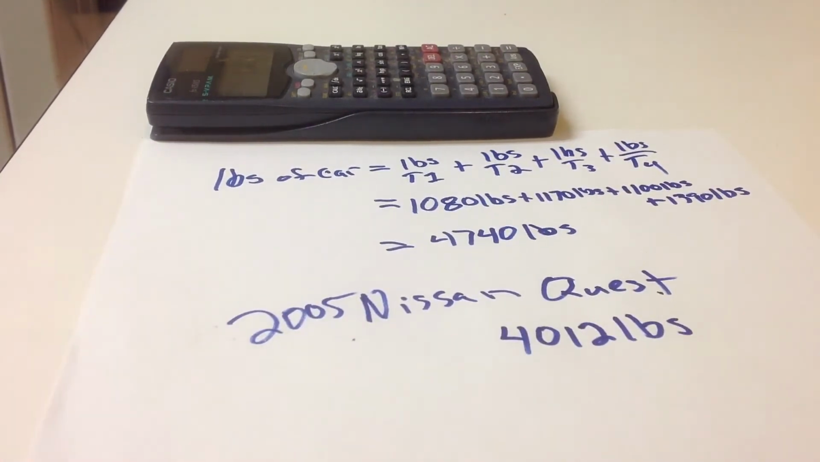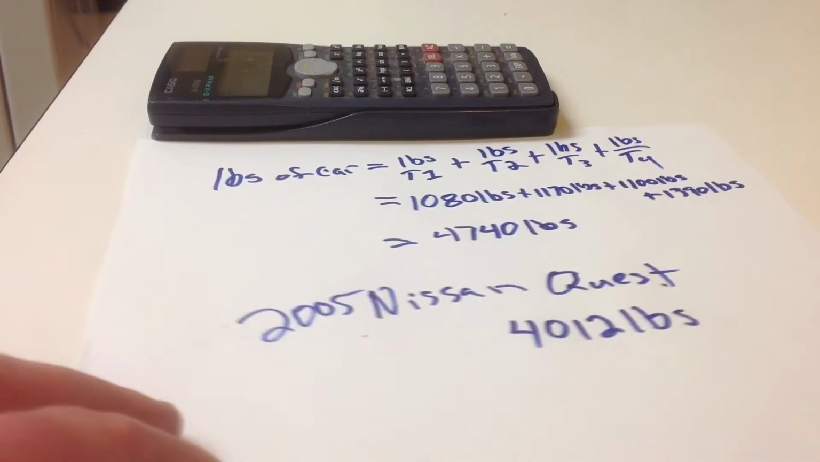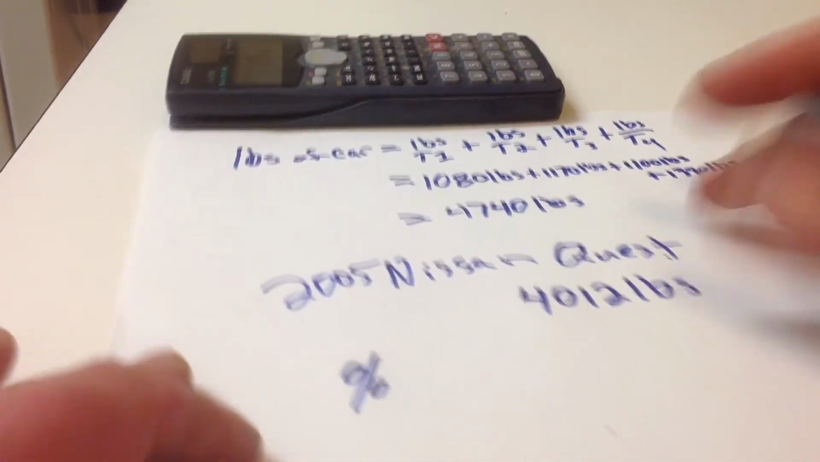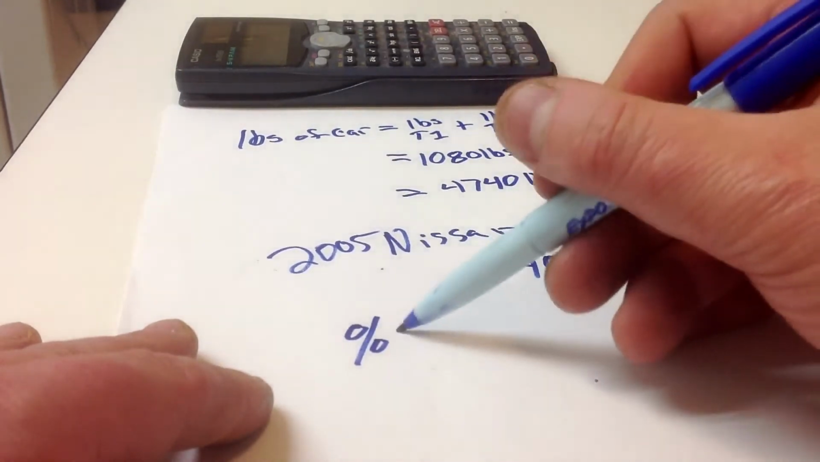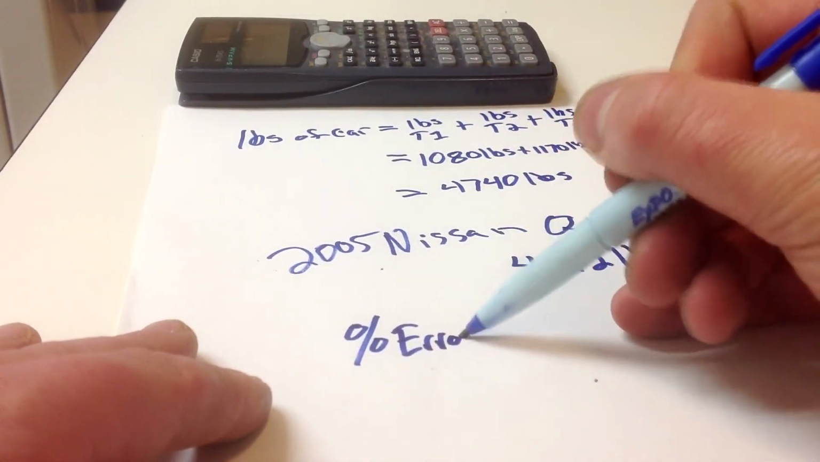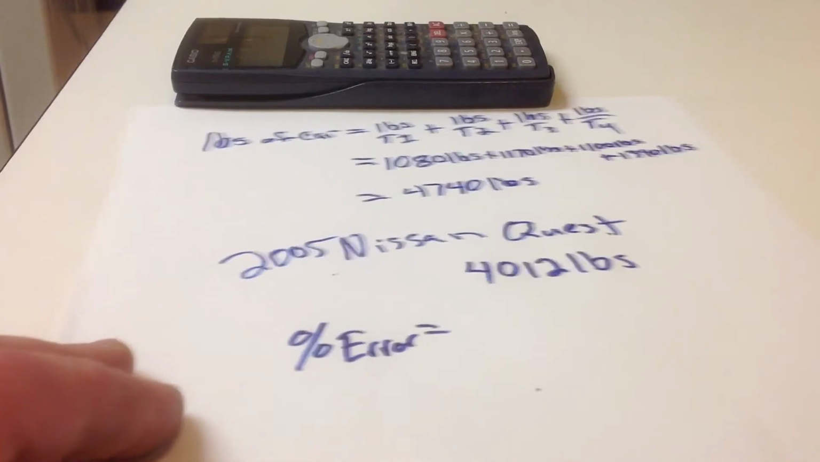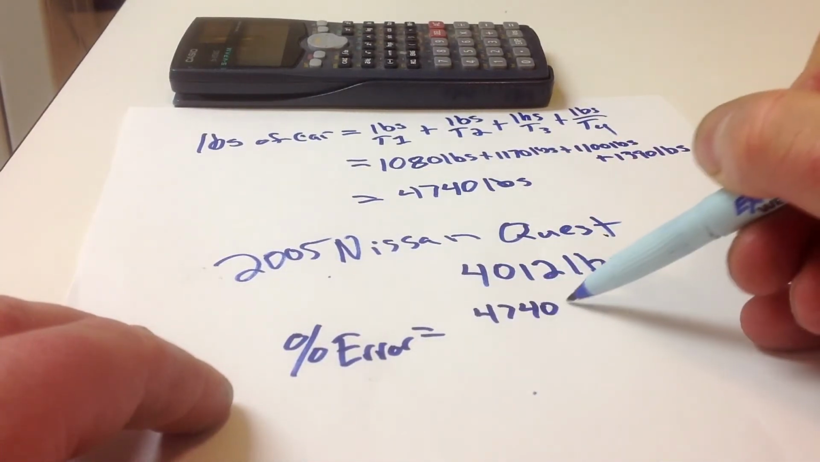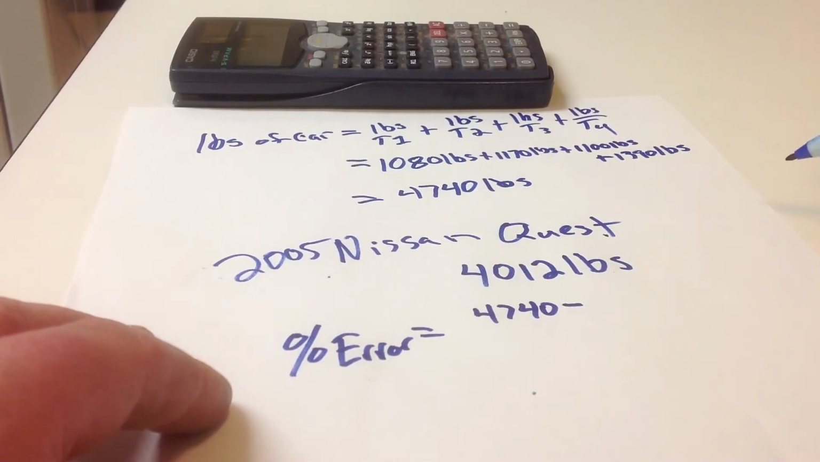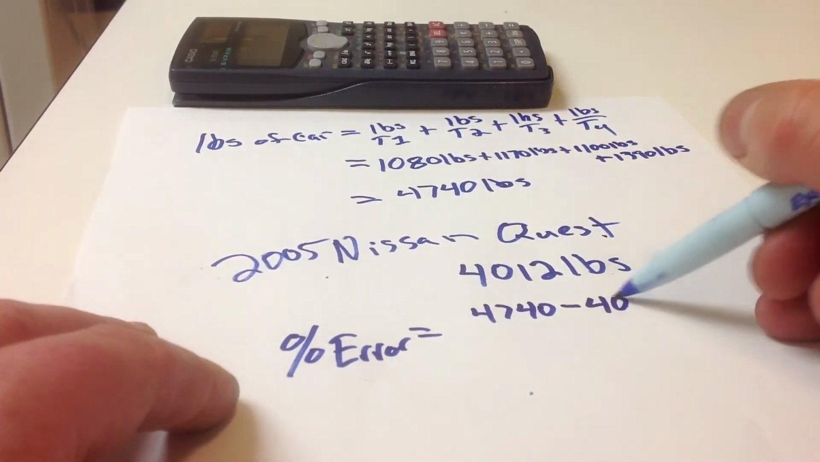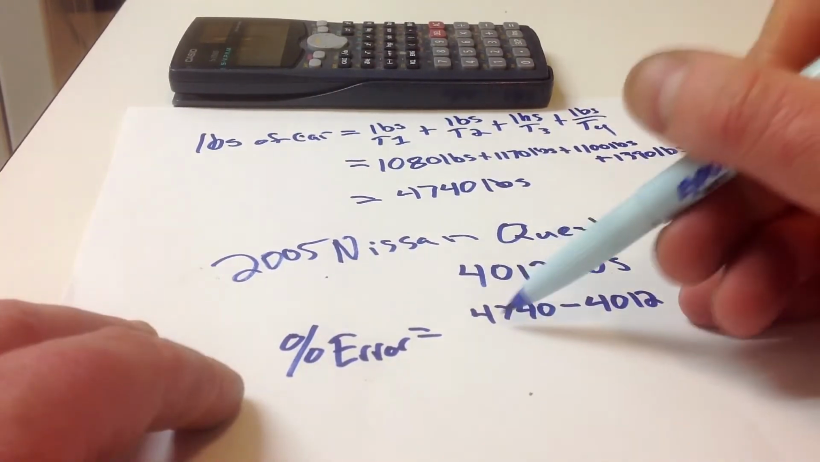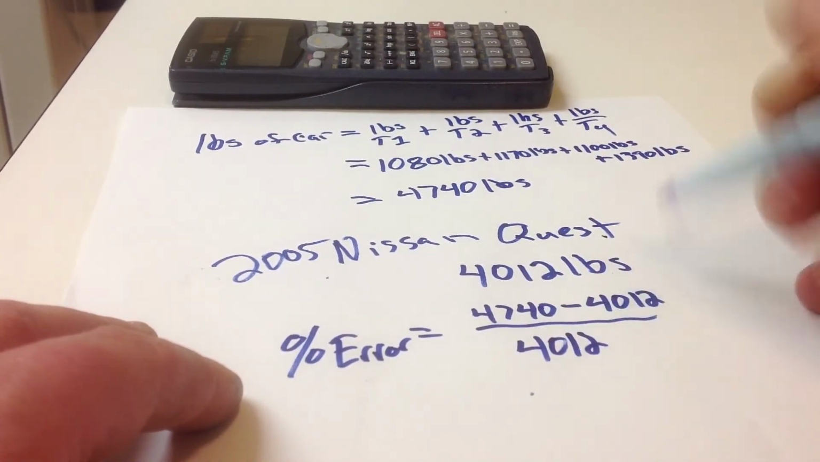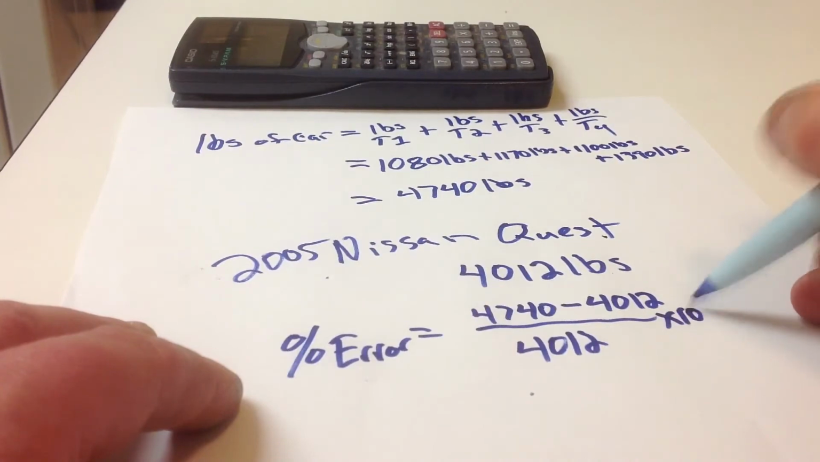That's not terrible, really, if you think about it. Now, if I want to calculate how much I'm off, I can calculate my error. And to do that, I'll calculate my percent error. And that's really going to be my percent difference in error. And so what I'll do is I will take 4,740, that's what I measured, minus my ideal, which would be what it was supposed to be based on the car specs, divided by 4012 times 100%.